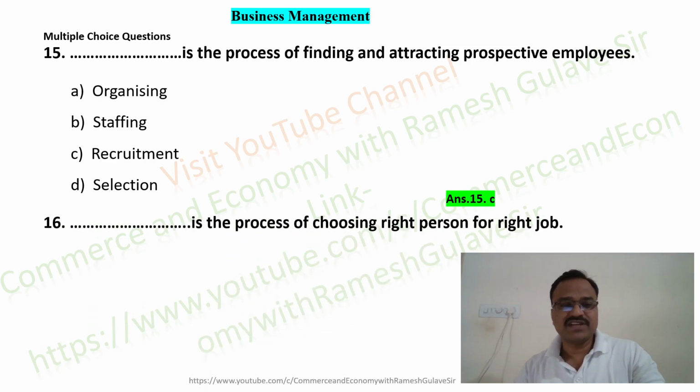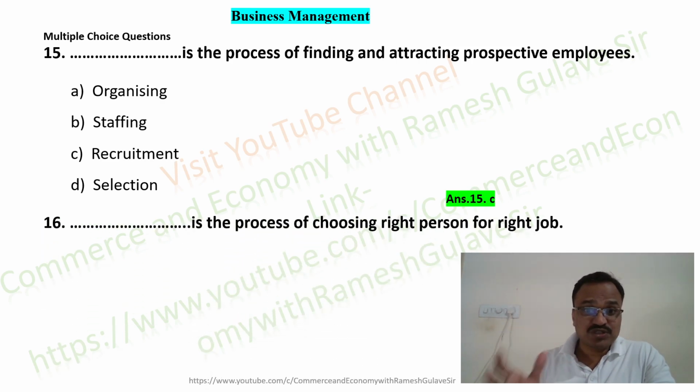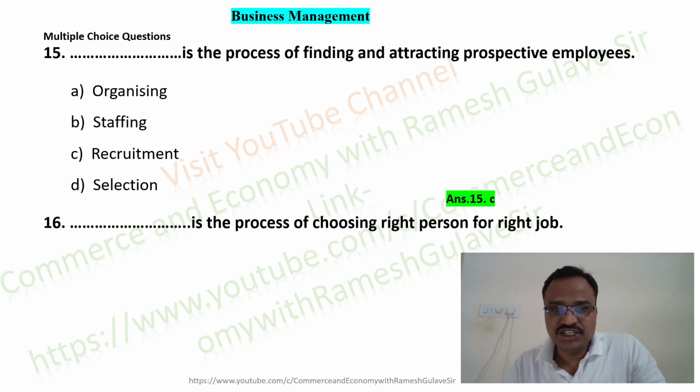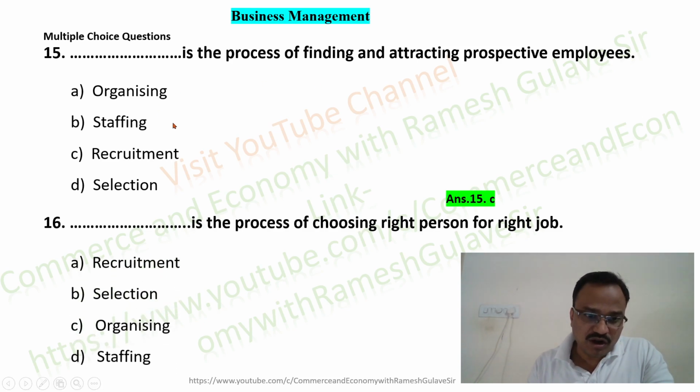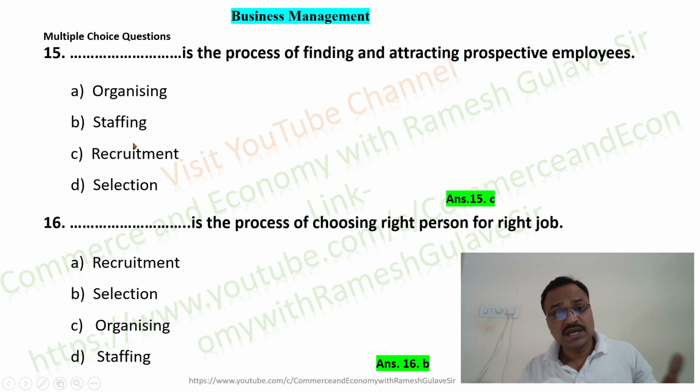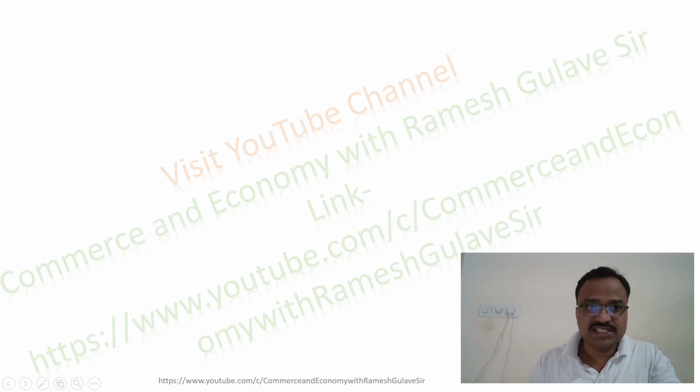Let us move on to the next question, and it asks us, dash is the process of choosing the right person for the right job. So it is about choosing. So we know that choosing means selection. So here option D is the right answer, right? So here, friends, you must have understood the difference between the concept of recruitment and selection, and both recruitment and selection are part of staffing, right? As we have discussed, staffing includes recruitment, selection, training, development, and appraisal of the employee, right?